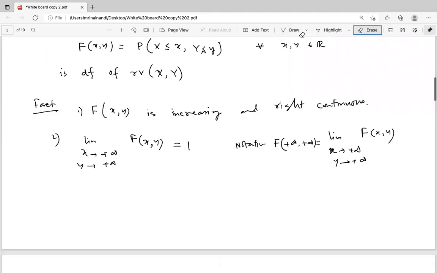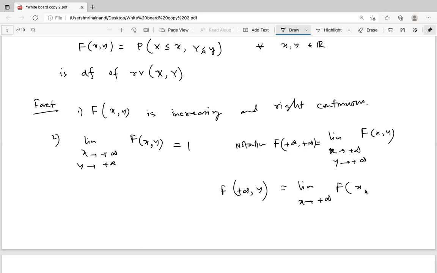So the standard notation: if I write f(plus infinity, y), what is the meaning? The meaning is the limit as x tends to plus infinity of f(x,y). So y is fixed here. Similarly, for f(x, plus infinity), this is the limit as y tends to plus infinity of f(x,y). So this should be one.